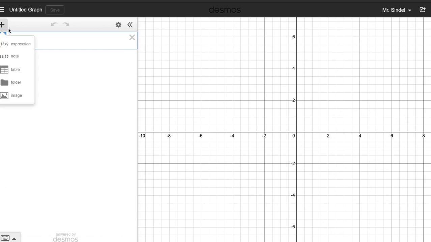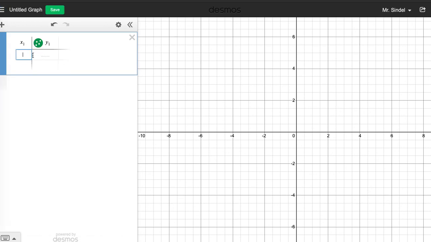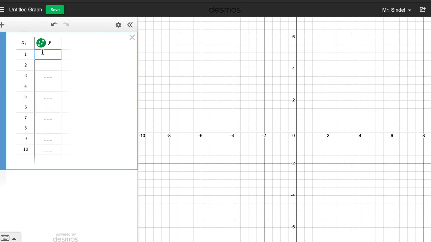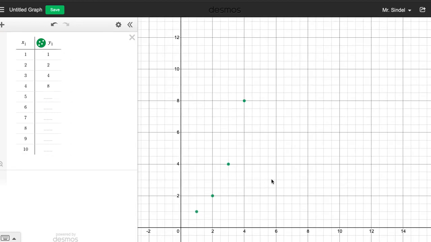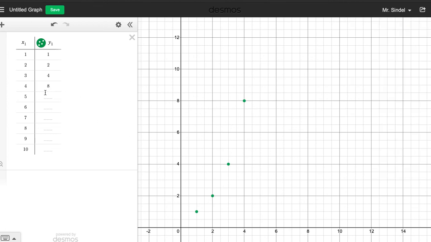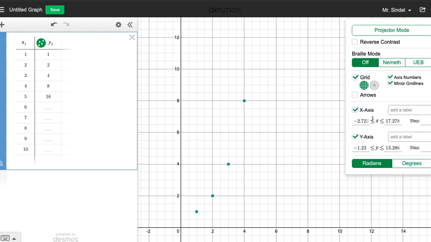So let's go ahead and add a table here. My x value, let's go 1, 2, blah, blah, blah, like that. Choose a number, I don't know, 1. And then do you want to multiply by 2 or 3, or what do you want to do? 2. Okay, so next number is 4, 8. And then look at what's happening to our graph. I'm just graphing these points. 4, 8, 5, 16. And I need to scale my axes so that I can actually see what's going on.